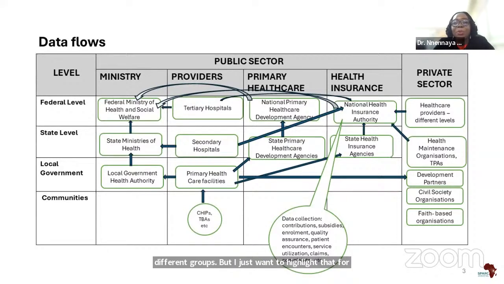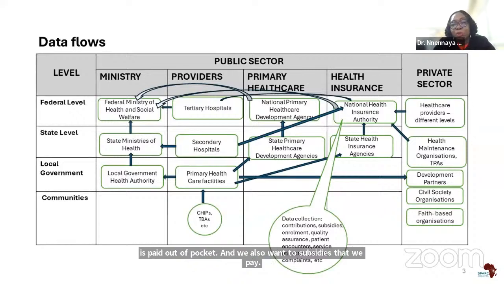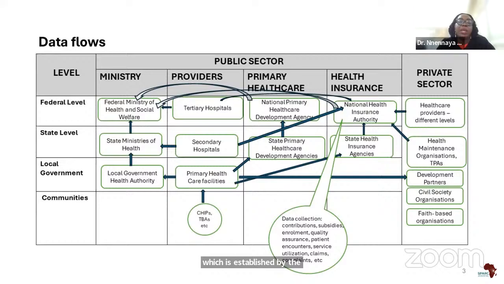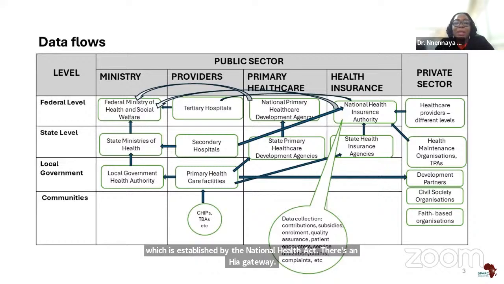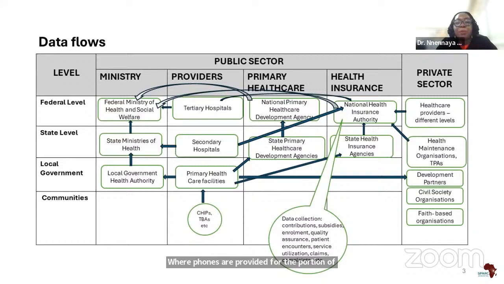some of the data we collect is around the contributions that people make, how much of it is contributed, and how much of it maybe is paid out of pocket. We also are interested in looking at the subsidies that we pay. For instance, I mentioned the Basic Healthcare Provision Fund, which is established by the National Health Act. There's an NHIA gateway where funds are provided for the provision of the basic minimum package of health services, mostly to the vulnerable people. So how much of that money is also tracked?